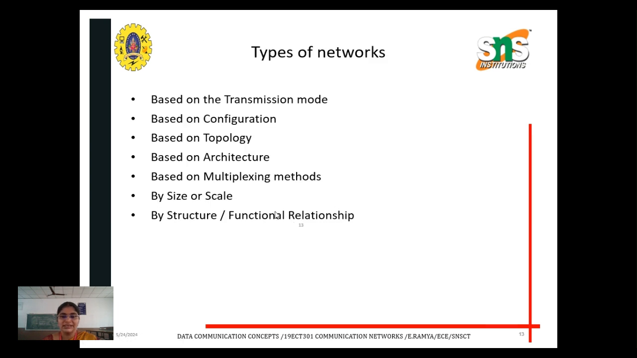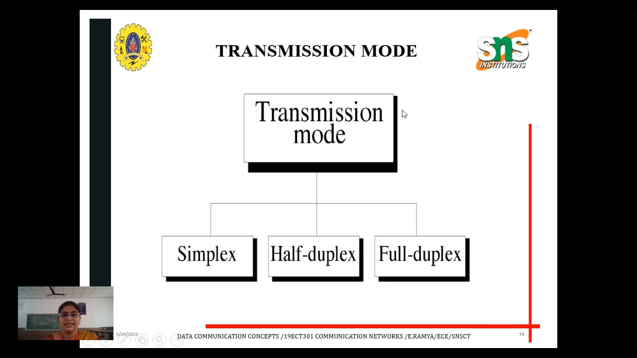The next important thing is types of network. We can split them into configuration based on topology, based on architecture, based on multiplexing methods, by size and scale, and by structure or functional relationship. These are the types of networks. The next important thing is transmission mode. Transmission mode is classified into three types: simplex, half duplex, and full duplex.